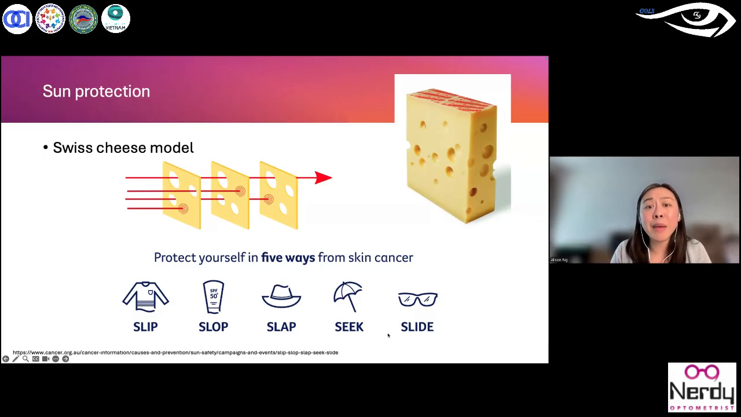But effectively what we're telling patients to do is slip on a top, slop on some sunscreen, slap on a hat, seek the shade, and slide on some sunglasses. So really for us as eye care practitioners, we'd be telling our patients to do probably the latter 4 things. So popping on the sunscreen, the hat, the shade, and also the sunglasses.